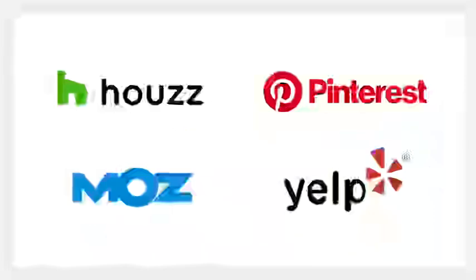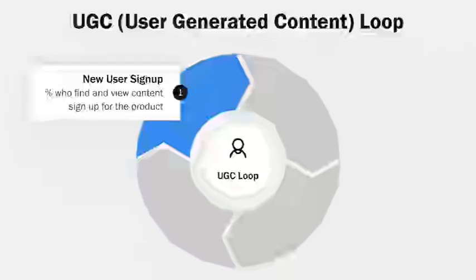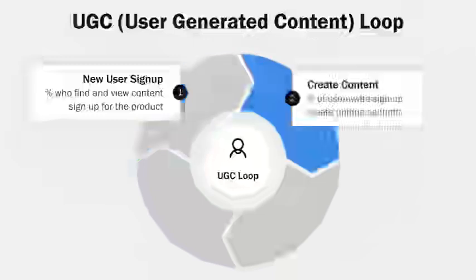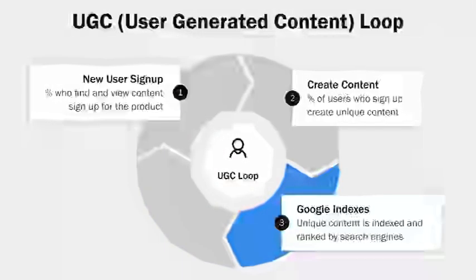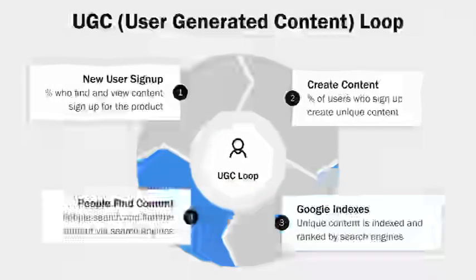Let's take a look at a second different example. Let's take a look at companies like Houzz, Pinterest, Moz, and Yelp. One of the powerful acquisition loops that they have at the center of their model is a user-generated content loop. As a user signs up, a certain percentage create content, Google indexes that content, and then people find that content in the search engines, becoming new users, repeating the loop over and over again.